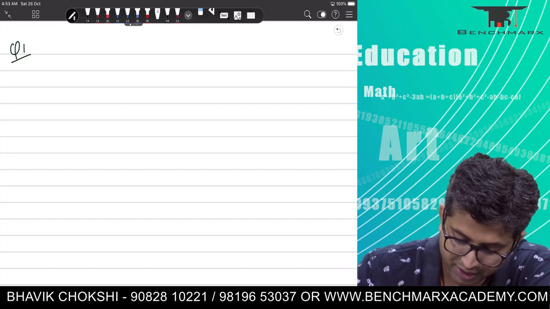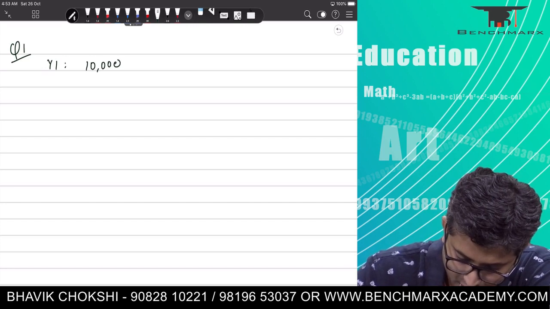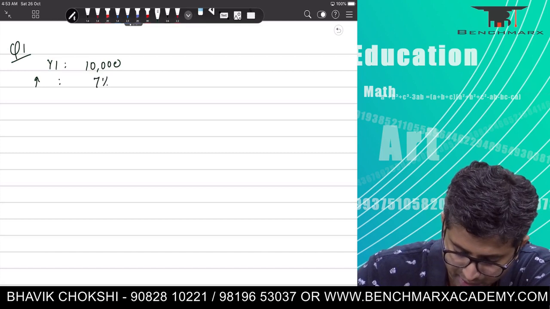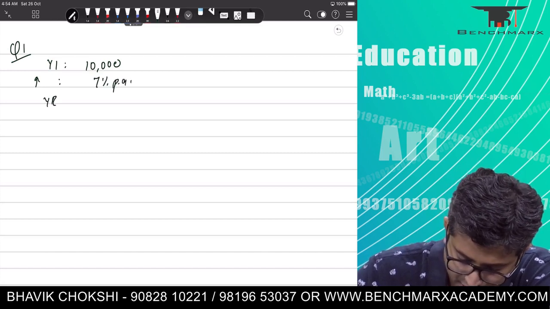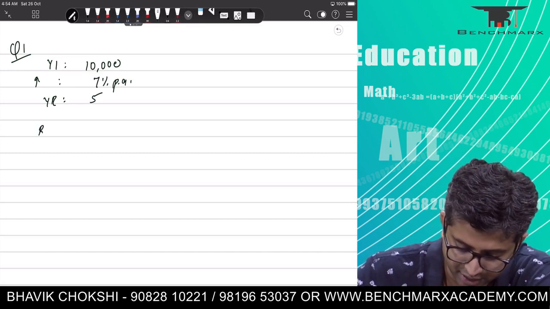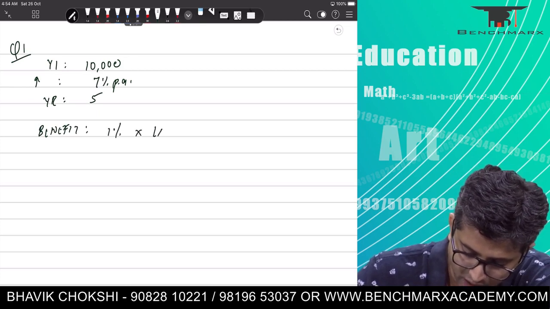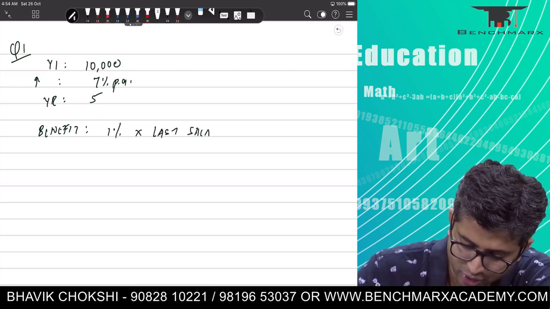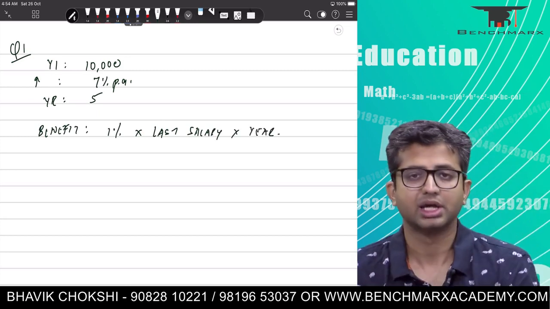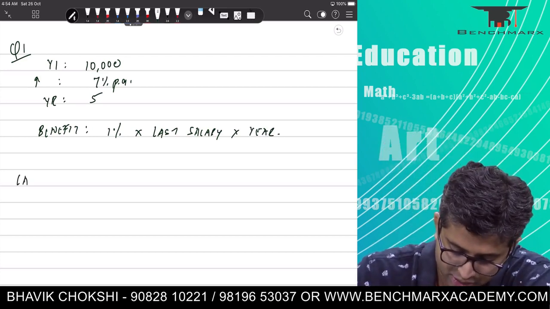So we are looking at an employee who in year 1 has a salary of 10,000. The salary increase is around 7% per annum, and the number of years that he is expected to stay with the company is 5 years, and the employee benefit that is being promised is 1% of the last drawn salary into the completed years. So for each year that he renders in service, he is going to be given 1% of his last drawn salary, which means you have to estimate the last drawn salary.